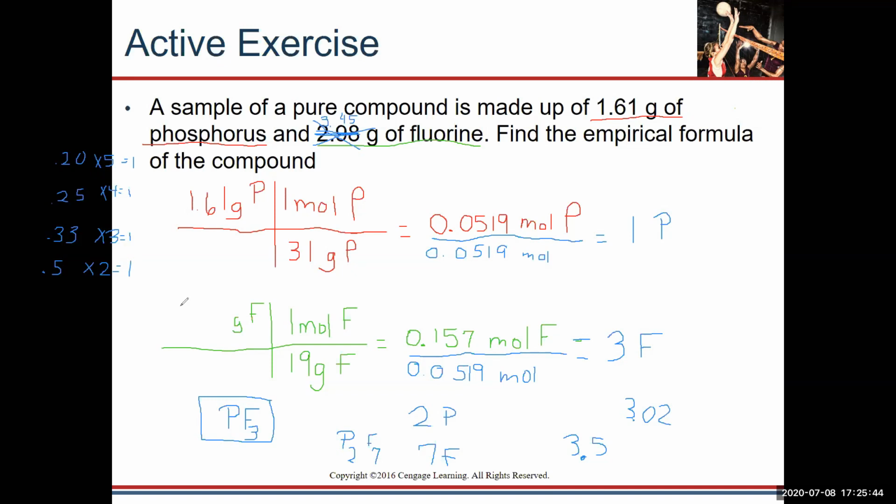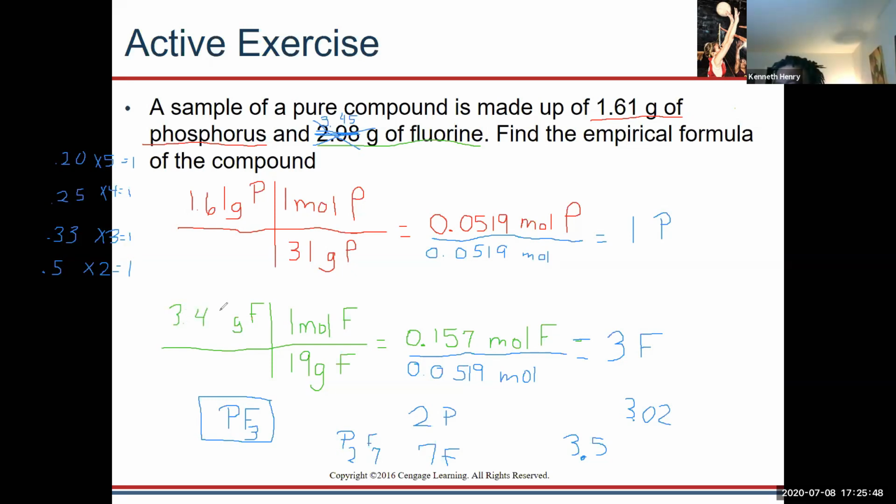3.45. Okay, Matt, I want you to do all the calculations for me for this. Okay, so where your eraser's at, it's going to be 0.181.